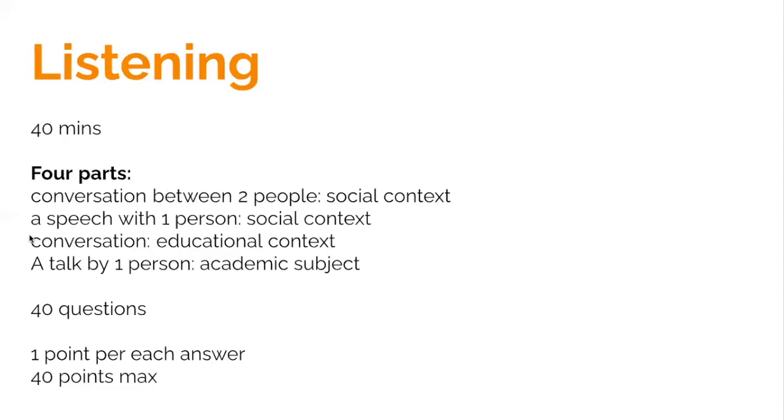Then the next part, again, it's some kind of conversation, but this time it has to be some educational context. Maybe it's students talking to their college professor. Maybe it's a teacher explaining some assignment and students asking this teacher questions. So again, some educational setting. And then the last part is a talk by only one person. And it's usually an academic subject. But again, it's not very complicated. And the reason why it's not complicated is because listening is the exact same for both the general and the academic versions of the test.